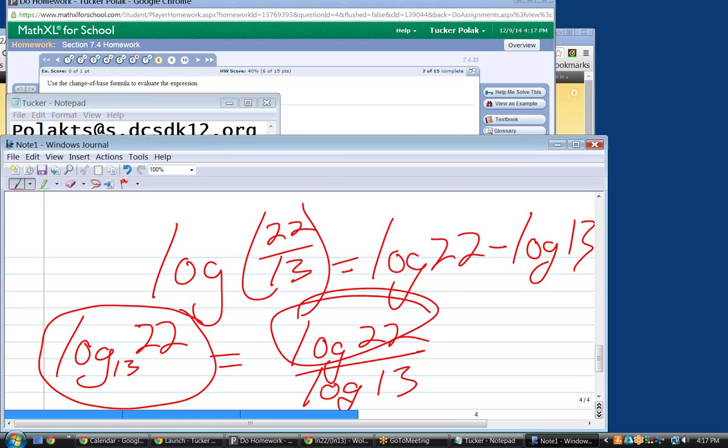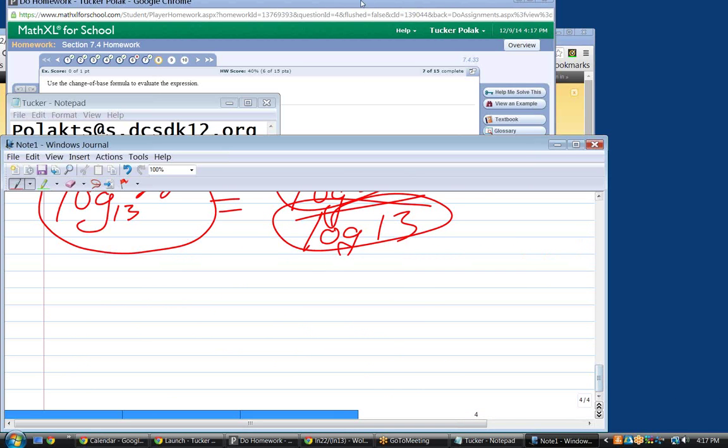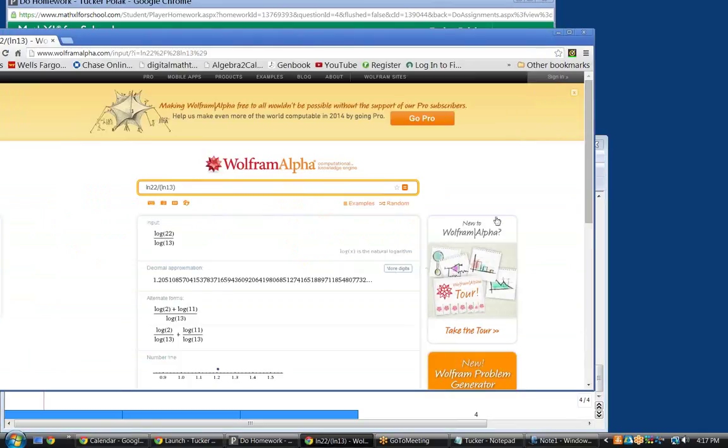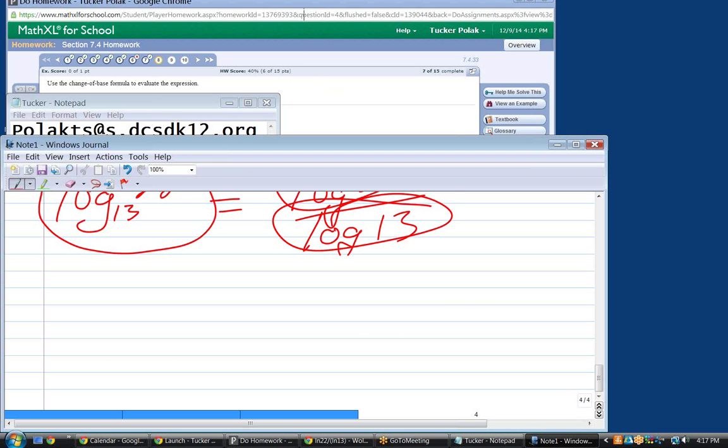You can get that from your calculator. You can also get that from your calculator. Okay. Now the answer that Wolfram Alpha gave us was 1.205.